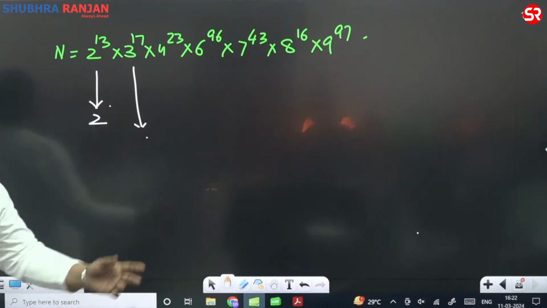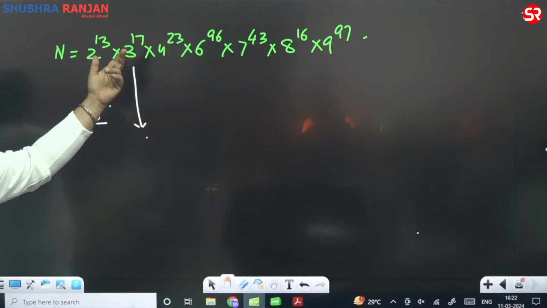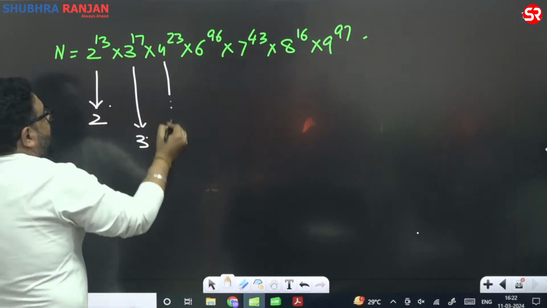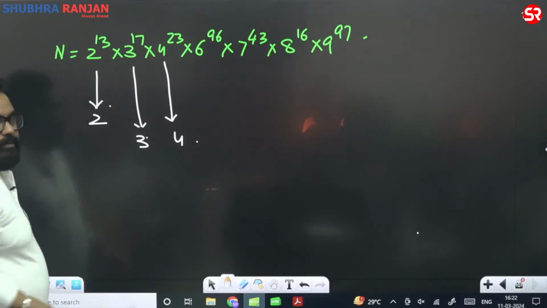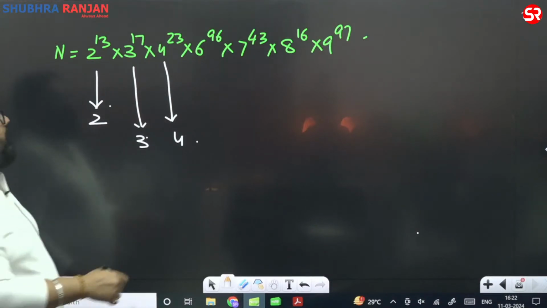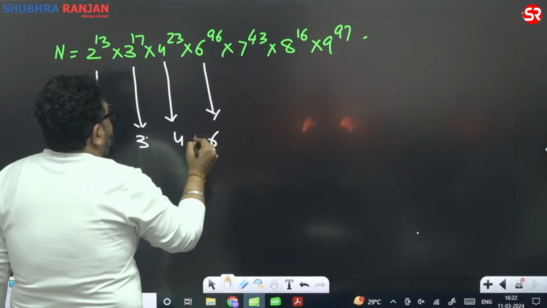3 की पावर 4 ends with 1, 3 की पावर 16 ends with 1, 3 की पावर 17 ends with 3, 4 की पावर 23 ends with 4. I have written it. 4 की पावर odd ends with 4, 4 की पावर even ends with 6, and 6 की पावर 96 ends with 6.